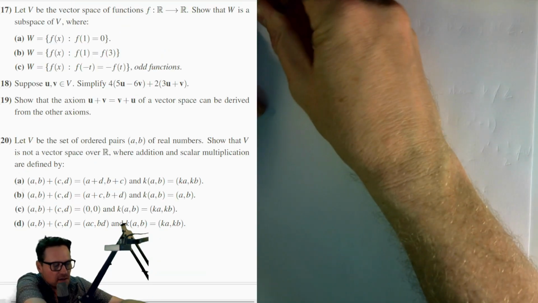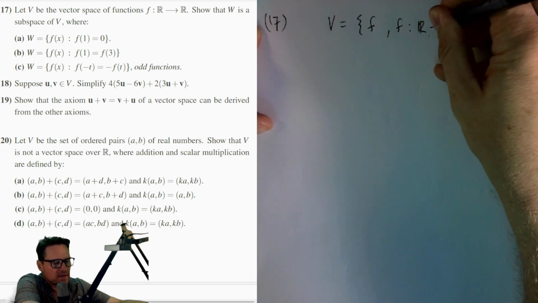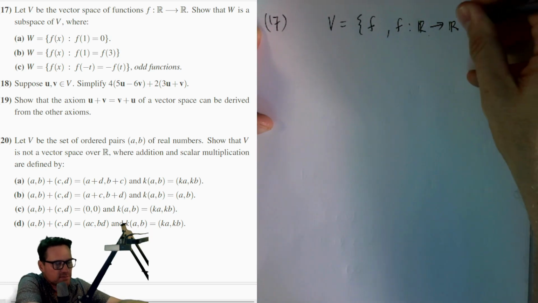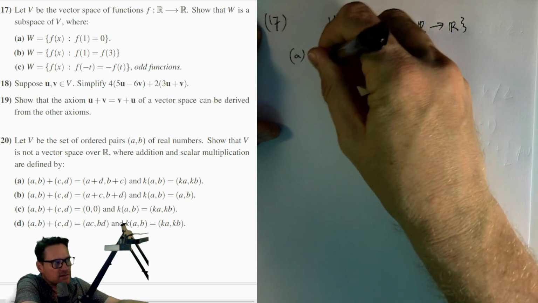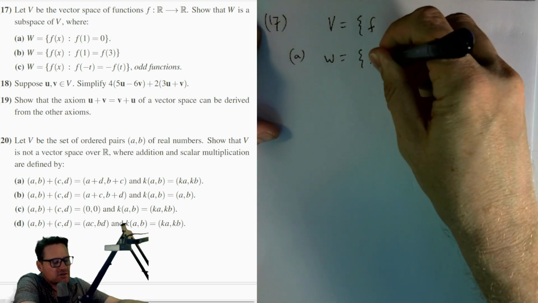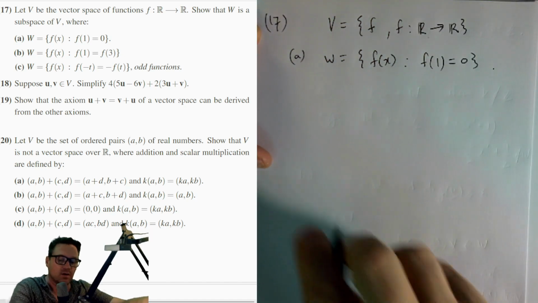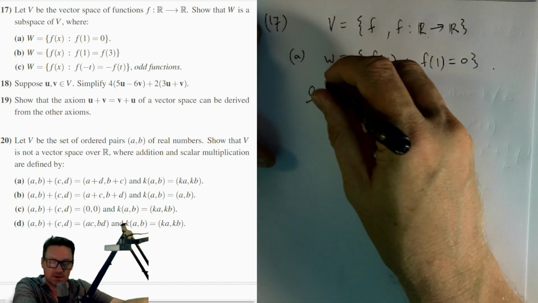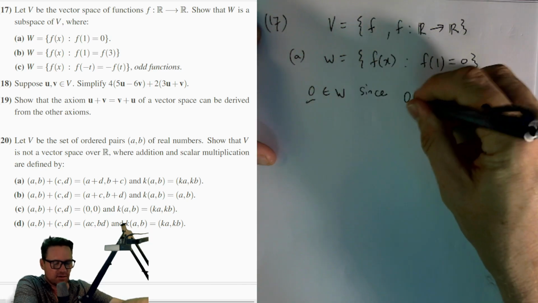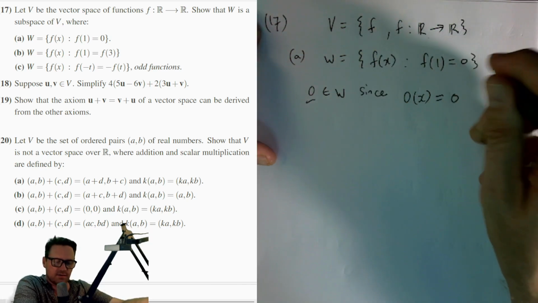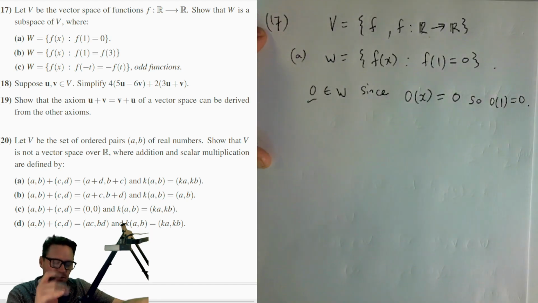Question 17. Let V be the vector space of functions mapping the real numbers to the real numbers. Show that W is a subspace of V where in part A, W is the set of all functions such that f of 1 is 0. So here we have the 0 vector, the 0 function, is in W since 0 of x is defined as 0, and so 0 of 1 is 0.